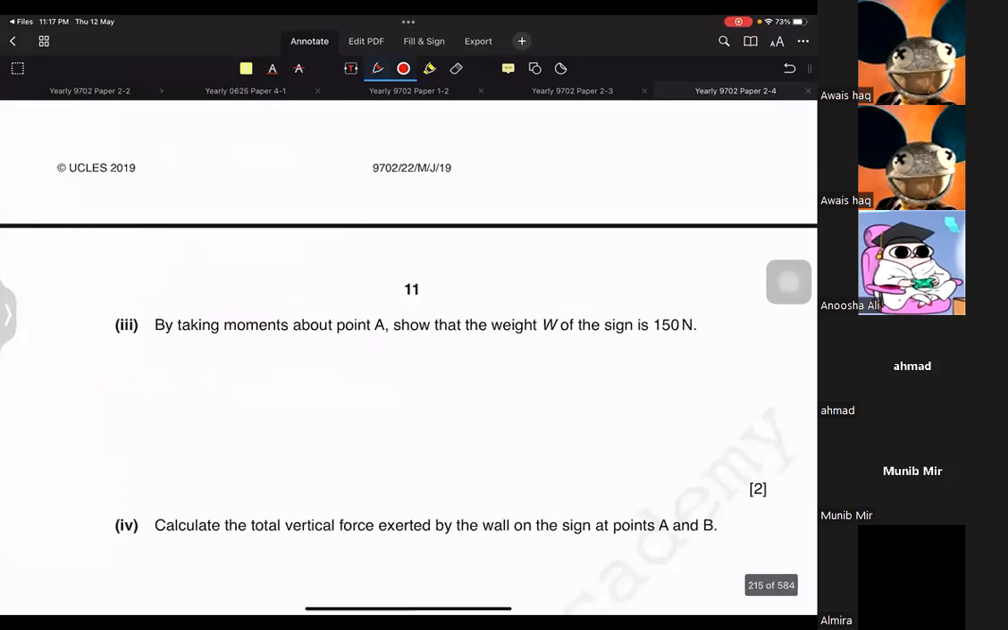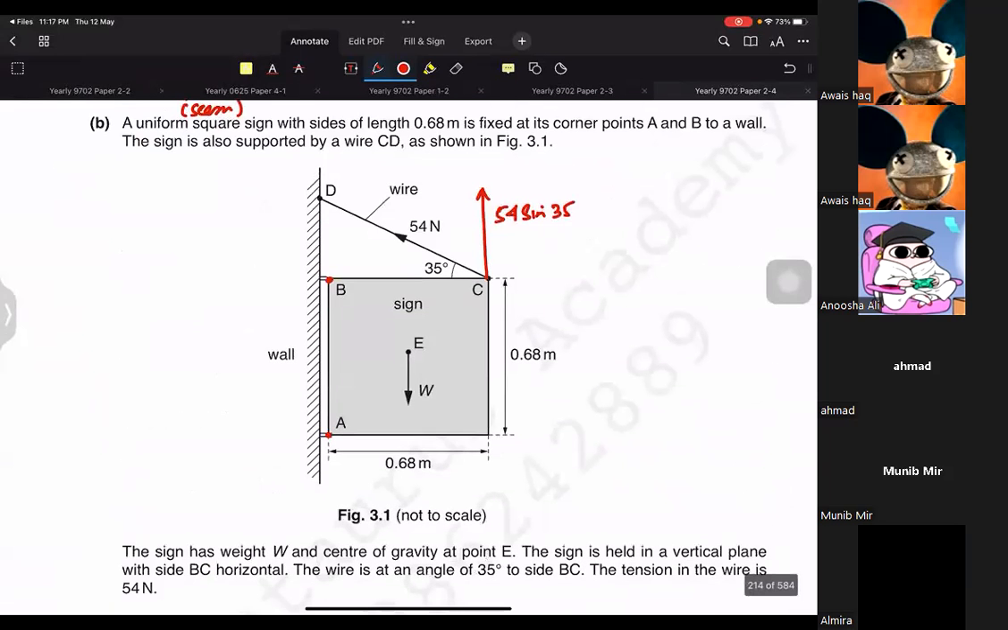Now, by taking moments about point A, show that the weight of the sign is 150. Fine. So we have this pivot. The weight is right here. This means this perpendicular distance has to be 0.34 meters. And this is another force, which we found out, which has a perpendicular distance from the pivot as 0.68. Do we have another force? This force, which is 54 cos of 35.